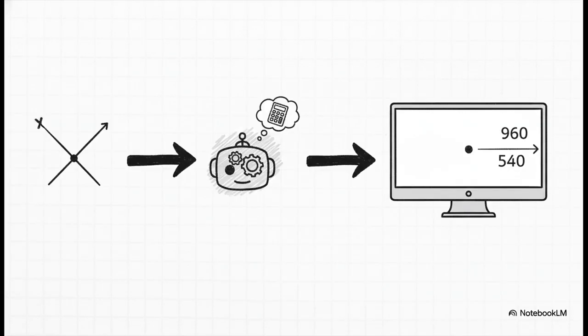Yep, this reverse translation is called denormalization. The agent takes that universal 0.5 coordinate, it looks at its own screen resolution, let's say it's 1920 by 1080, and it does the math. It calculates that the target is pixel 960 by 540. It translates the universal back into the specific.